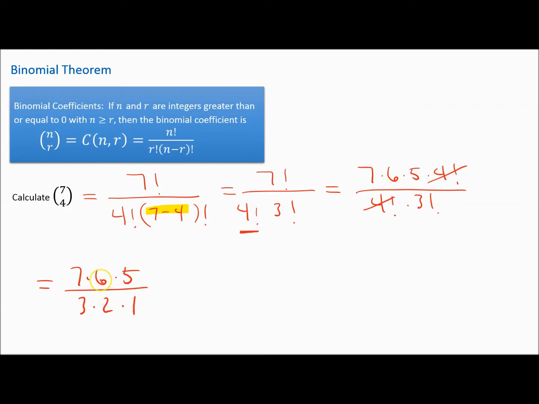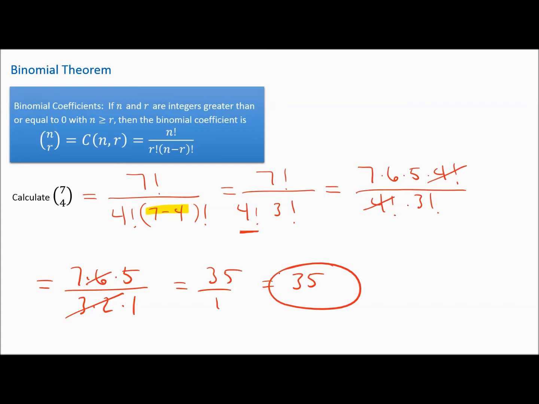Look what else I can do. 6 and 6 cancel out, and you just get 7 times 5 divided by 1, which is 35. I didn't even have to use my calculator to do that. Now, I'm not telling you that every time you do these you won't have to use your calculator, but there are ways to simplify these things where you can keep the numbers pretty small. So calculator's not required. Helpful, but not required.